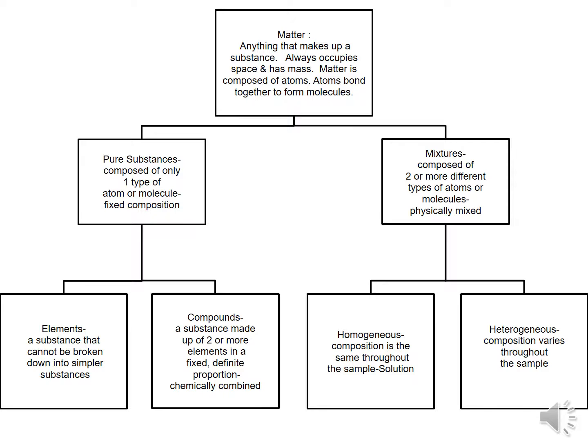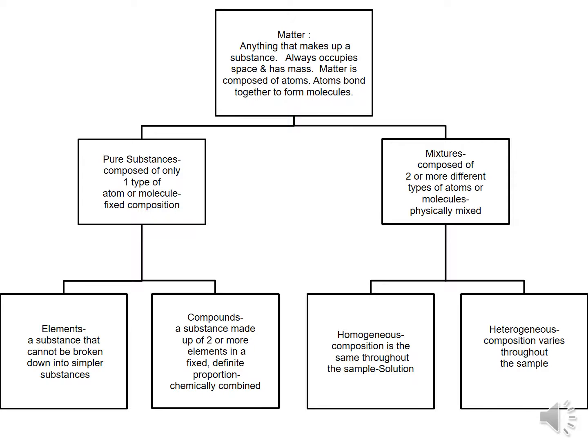Pure substances have only one type of atom or molecule and have a fixed composition, whereas mixtures are composed of two or more different types of atoms or molecules and are physically mixed, not chemically mixed. Pure substances can be classified as either elements, substances that cannot be further broken down into simpler substances, even chemically, or compounds, substances made up of two or more elements. And if you chemically decompose a compound, you would break it down into its elements. The elements in a compound are in fixed, definite proportions, certain ratios of atoms.